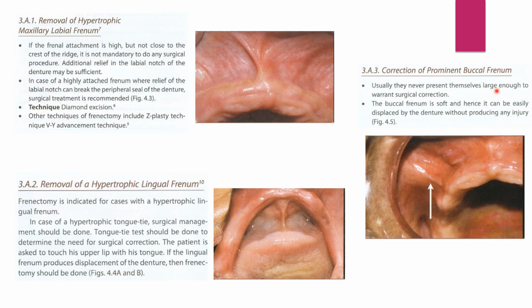Then this is the correction of prominent buccal frenum. Here the buccal frenum is prominent. Usually they never present themselves large enough to warrant surgical correction. The buccal frenum is soft and hence it can be easily displaced by the denture without producing any injury.